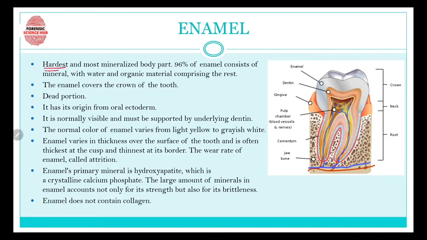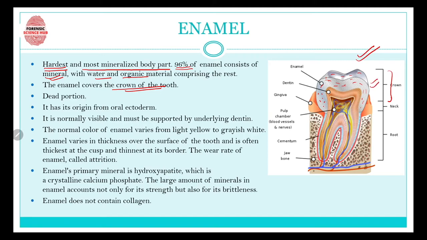Enamel is the hardest part of our body and it is the most mineralized body part. 96% of enamel is made up of minerals, with water and organic material comprising the rest, 4%. If you look at this picture, this area is the enamel. All the white portion is the enamel. The portion that we can see with our eyes is the enamel. So the enamel covers the crown of the tooth. This is the crown area and it is covered by enamel. As you can see, this is the dead portion.